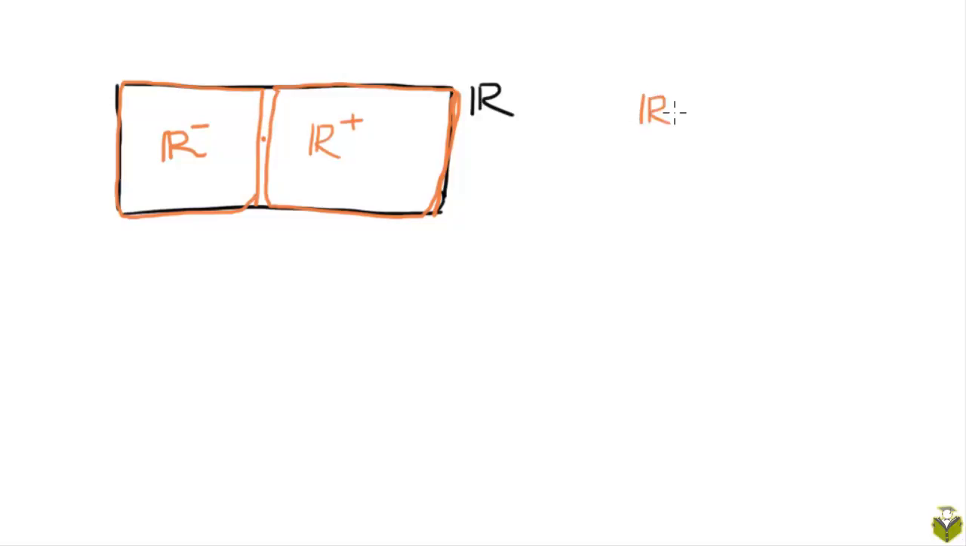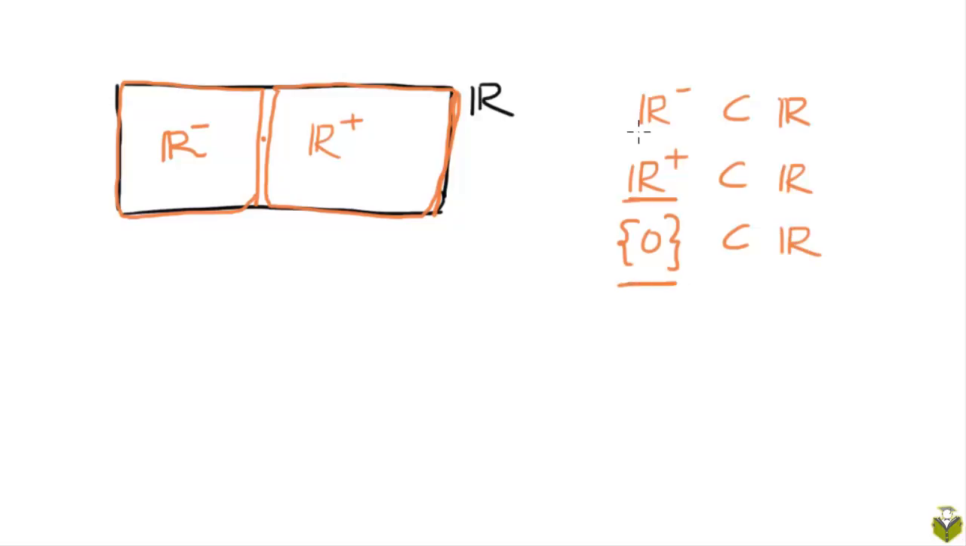So R minus is a subset of R, R plus is also a subset of R, and the singleton set having only the number 0 is also a subset of R. In fact, every real number has to belong to one of these three subsets of R. There is also no overlap between these three sets. They are completely disjoint, which means they share no element in common.